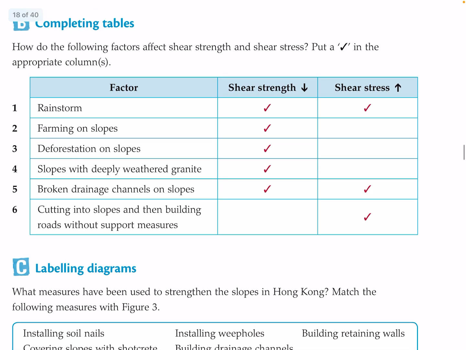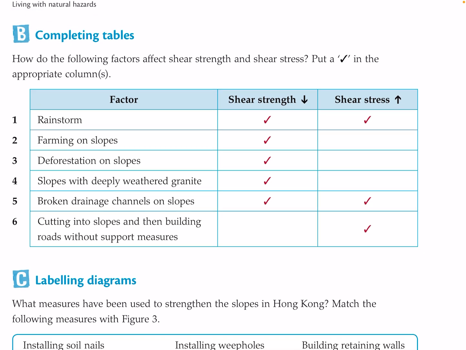Okay, so for here, rainstorm is talking about shear strength and shear stress. What is shear strength? It is the force that does not allow the landslide to happen. Shear stress is the force that allows the landslide to happen. So rainstorm affects both of them. How can it reduce the strength? Because it can reduce the friction. So accordingly, the strength will be reduced, because the friction is not strong.